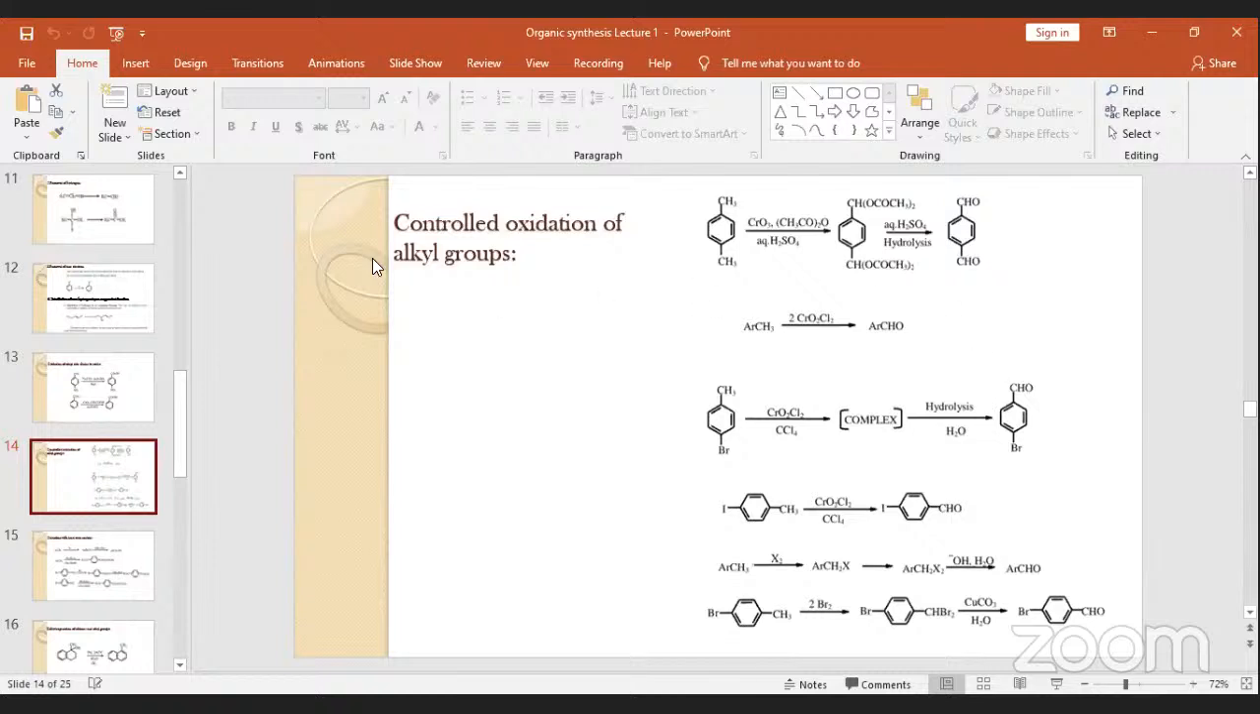Partial oxidation of alkyl groups, such as a methyl group, can give you the corresponding aldehyde. And as I told you, aldehydes are very important intermediates. These functional groups can be converted into, for example, CH2OH, COOH, Schiff bases, and many other products also.